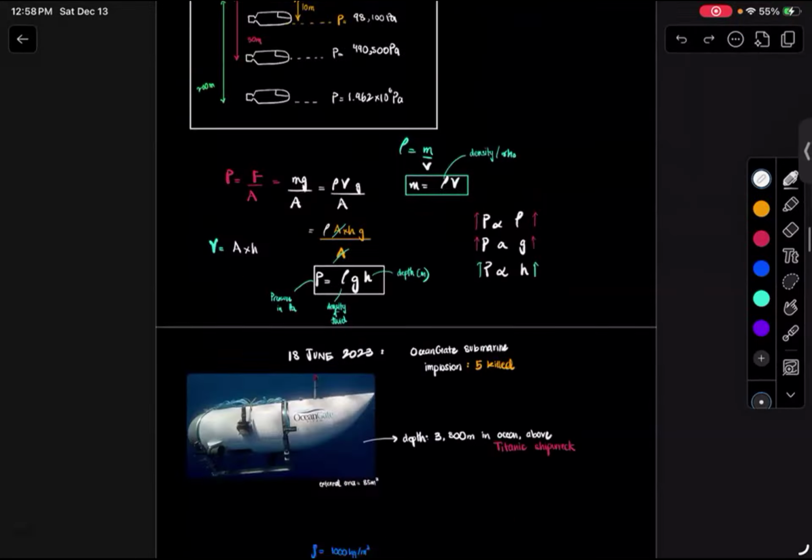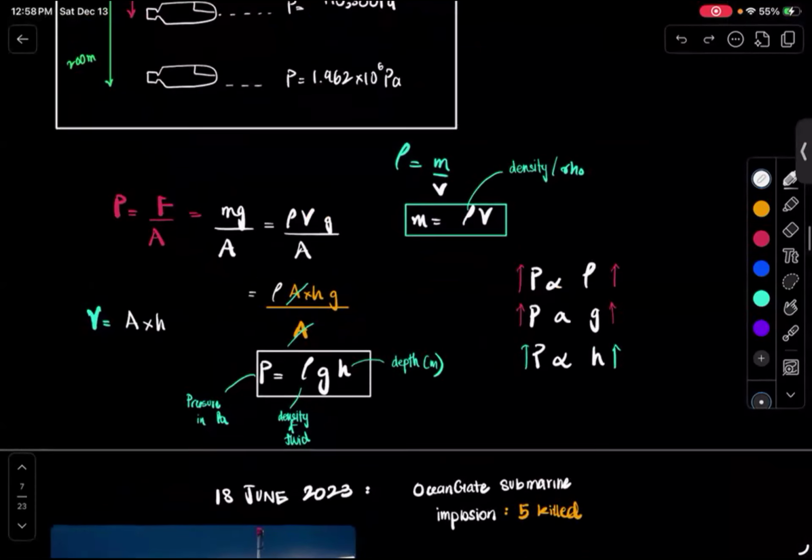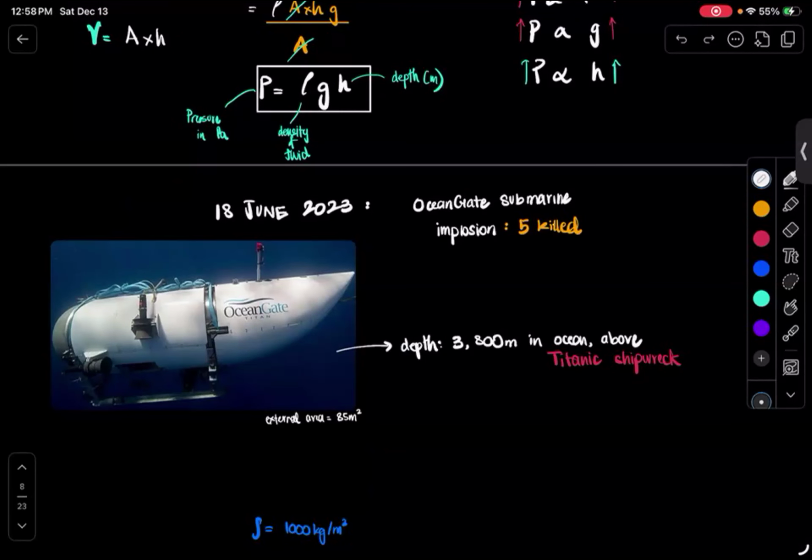Okay, let's begin. Now, I am sure some of you remember that in 2023, there was an OceanGate submarine that imploded, and there were like 5, 6 people killed. They were so deep into the ocean. They were trying to get to the Titanic shipwreck, and that exploded. Not exactly exploded, it imploded.